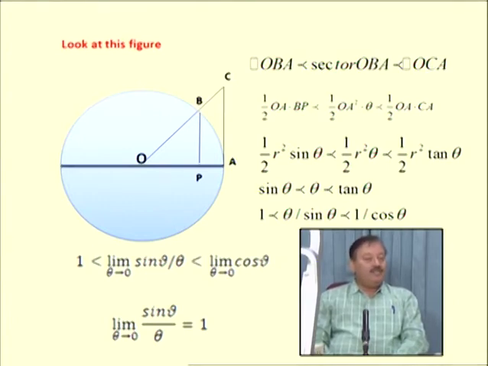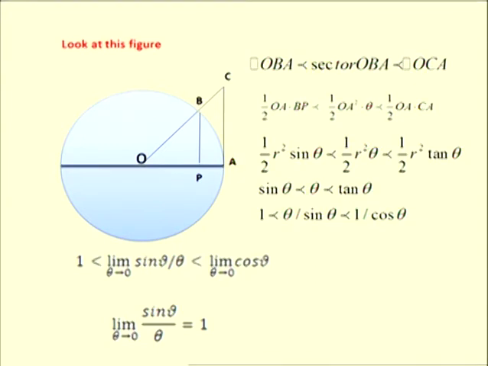For this circle, we are using various areas. The first area we are using is OBA. Another area is OCA, that is a triangle. OCA is a triangle, OBA is a sector of the circle. And the third one, the triangle, is OBP. So we will use all these triangles and the sector of the circle.